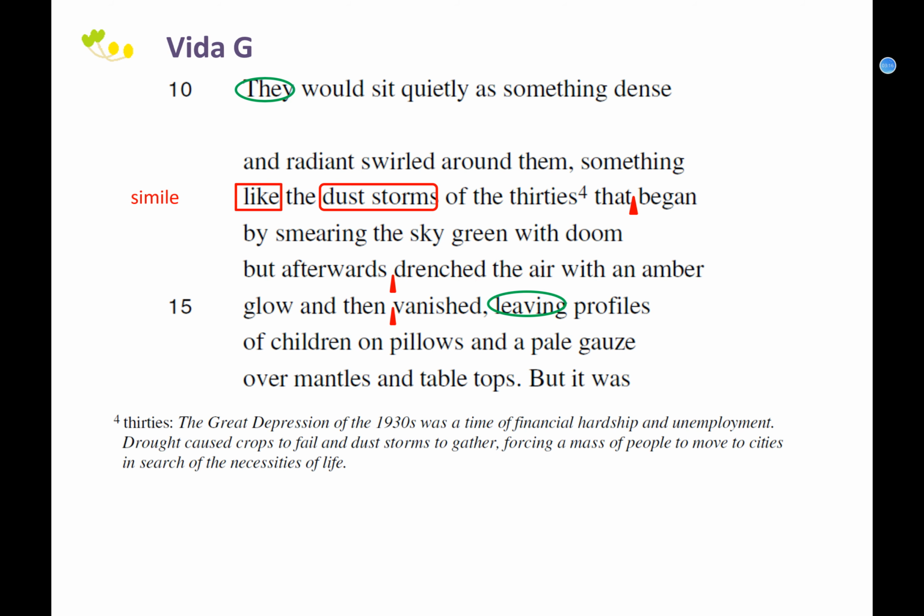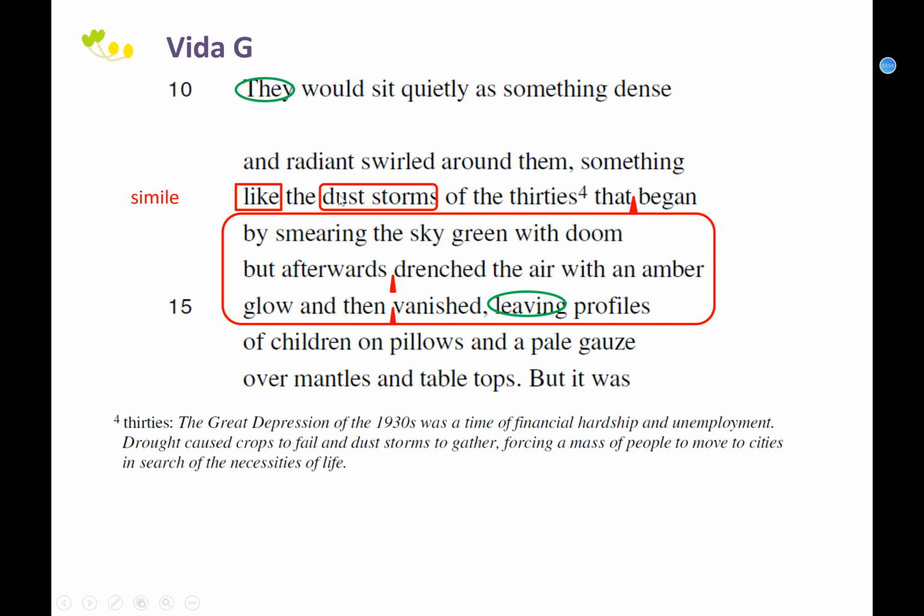And there's a simile. So you have to unfold the meaning of the simile. So we can look at the sentence, the dust storms of the 30s. We look at the footnote for 30s. The Great Depression of the 1930s was a time of financial hardship and unemployment. Drought caused crops to fail and dust storms to gather, forcing a mass of people to move to cities in search of necessities of life. So they encountered hardships during the 30s.